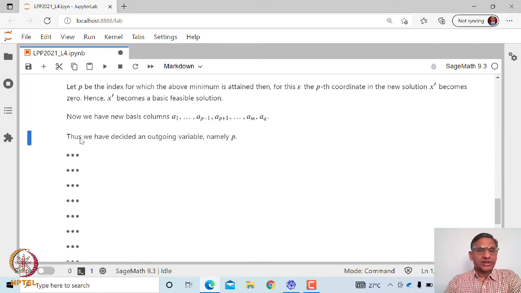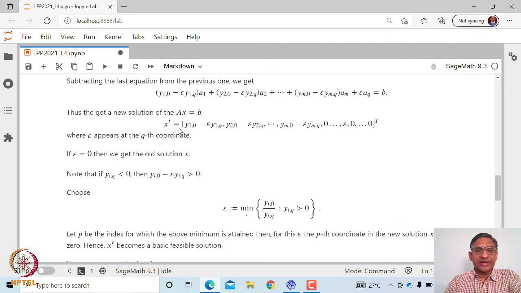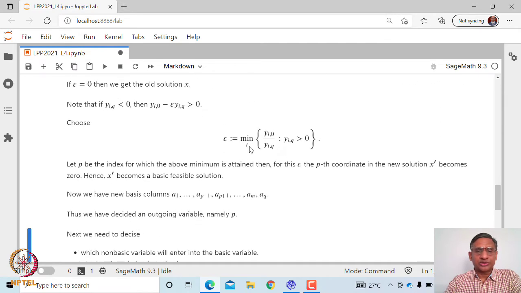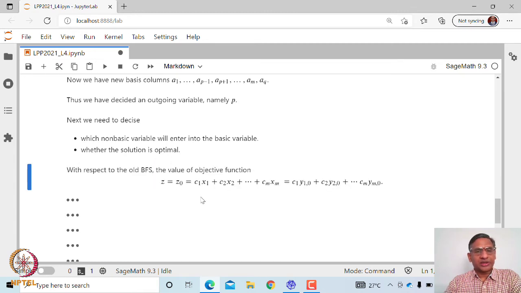Now let us look at how we are going to decide which non-basic variable will enter, and whether the new solution that we have got, namely this x dash, is an optimal solution. So the two things that we need to decide: one, how to find a non-basic variable which is going to enter, and second, whether the new solution that we have obtained is an optimal solution.